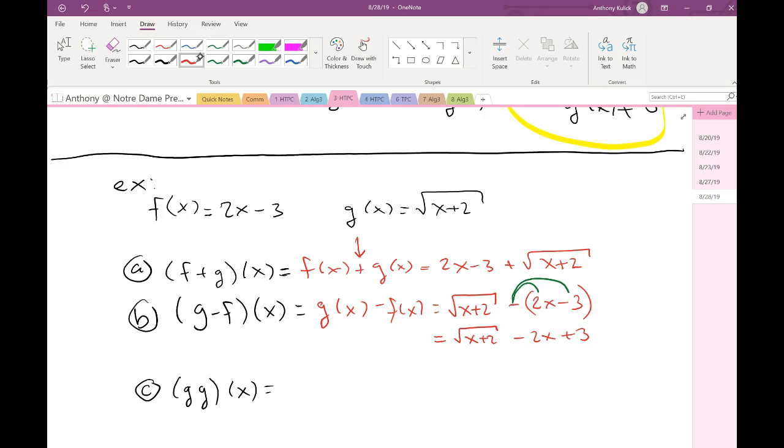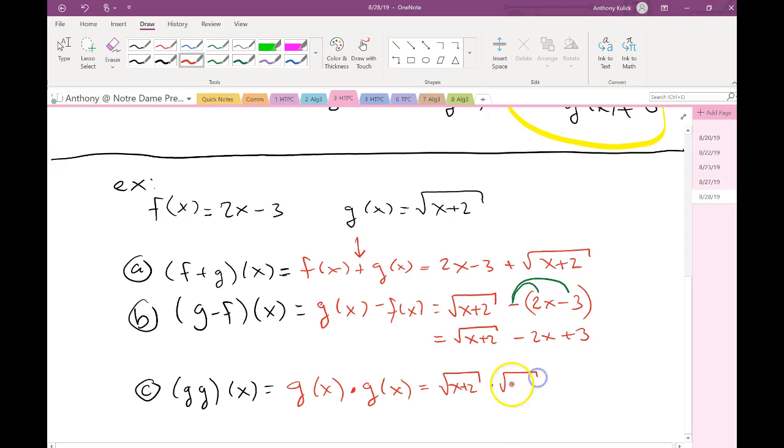If I want to do g times g of x, that's going to be g of x times g of x, which is square root of x plus 2 times square root of x plus 2. Can I combine those? Yeah. So that's the square root of x plus 2 squared.